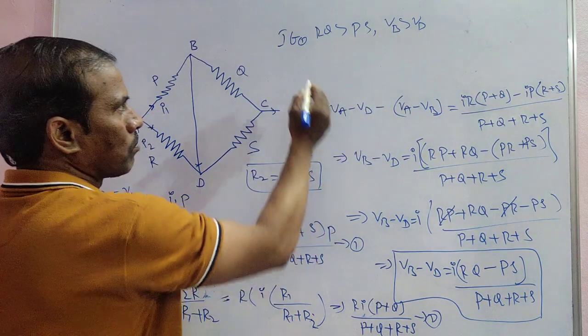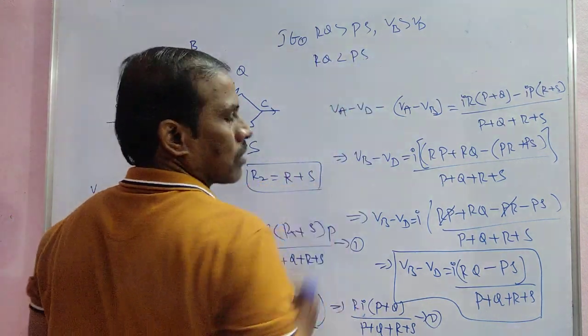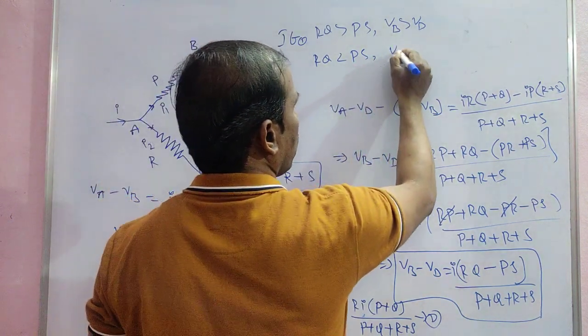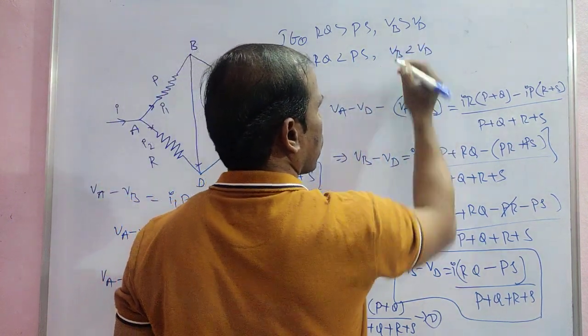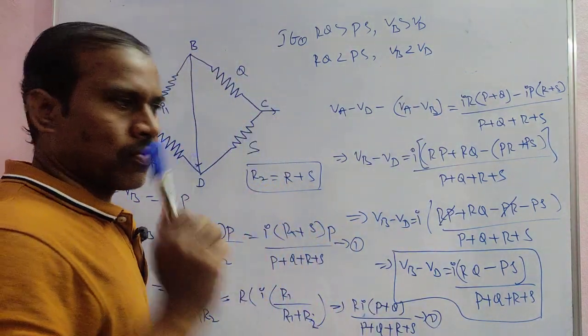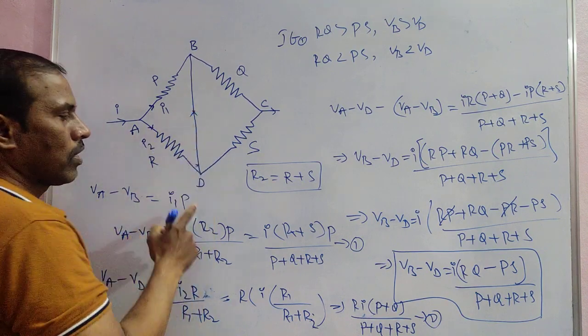For example, RQ less than PS. That means VB is less than VD. Now the current flows in the direction from D to B. Direction here D to B.